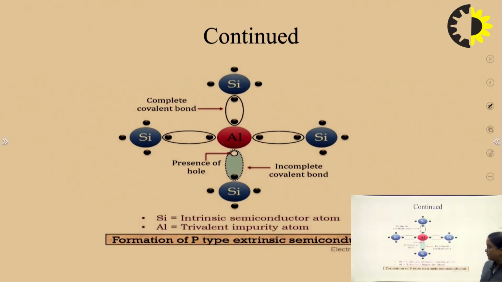This is the diagram in case of P-type. What we observe is that aluminium is the trivalent impurity which is added to the purest form of semiconductor to obtain the P-type semiconductor. And the presence of a hole, or we can say the vacancy created by an electron, is represented by this hole. So, in this the majority charge carriers are holes.